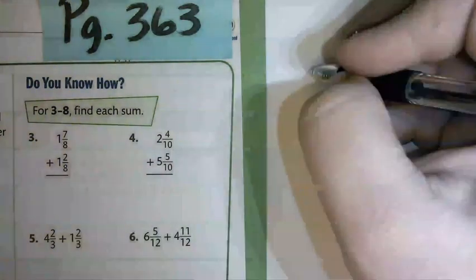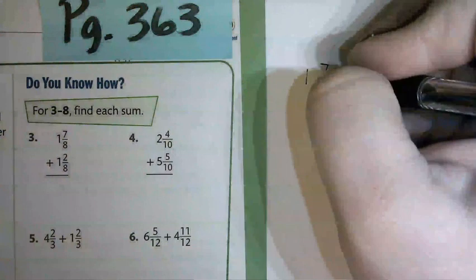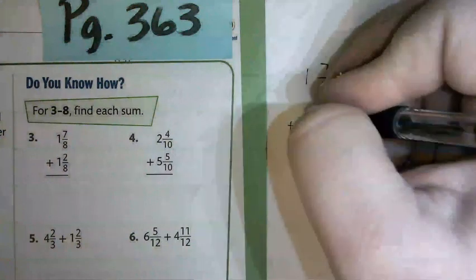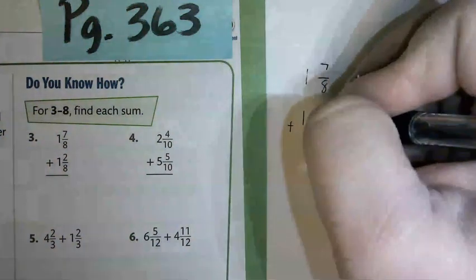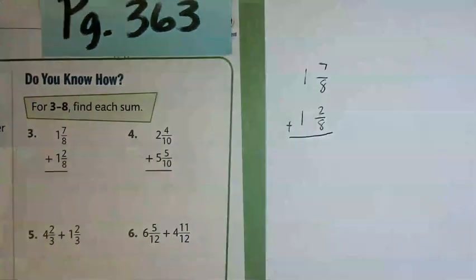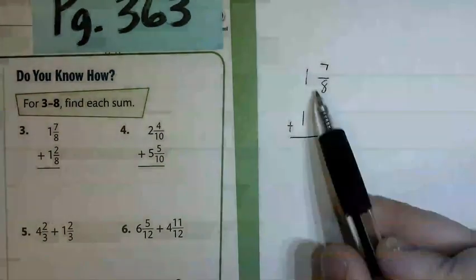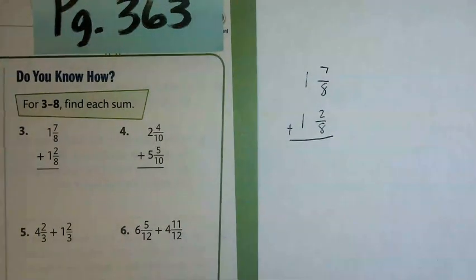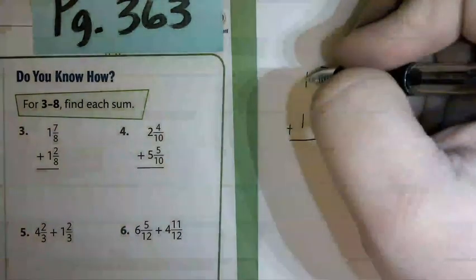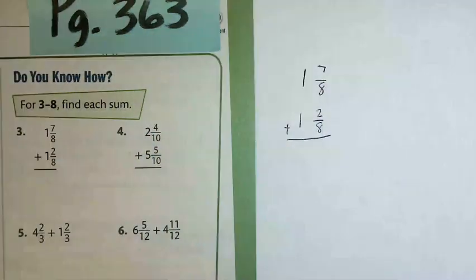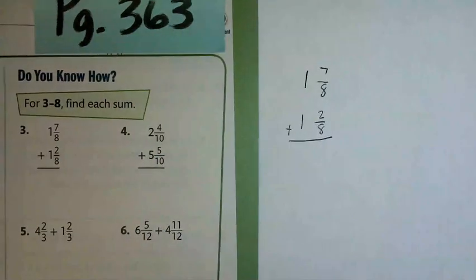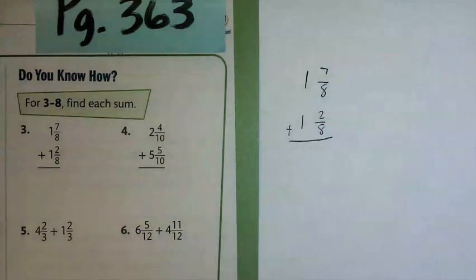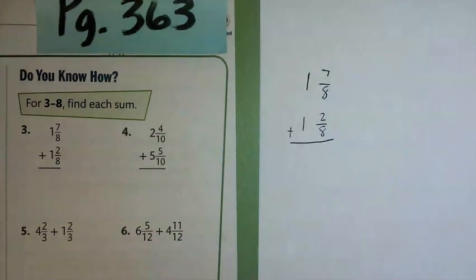So for number 3, I've got 1 and 7/8 plus 1 and 2/8, right? All right. Well, when I see a problem like this, I'm going to start off. I personally just really like adding the whole numbers and then the fractions. So that's what I'm going to go ahead and show you. If you like the other one where you convert it into an improper fraction, that would be a really good thing to talk with your teacher about and see if they can walk through, make sure you get all of those correct.